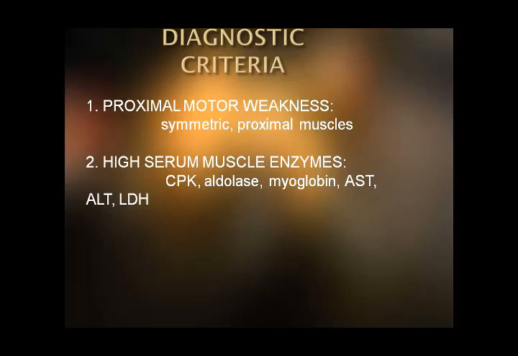So one of the diagnostic criteria is proximal muscle weakness, especially of the limb girdle, the shoulder girdle and the hip girdle. And if you check their CPK level, because of the inflammation and myocyte damage, they will have high CPK, aldolase, myoglobin, AST, ALT, and LDH levels, especially CPK, which is more specific, and aldolase. Sometimes these are patients who have severe muscle damage, even leading to renal involvement and renal disease, renal failure.